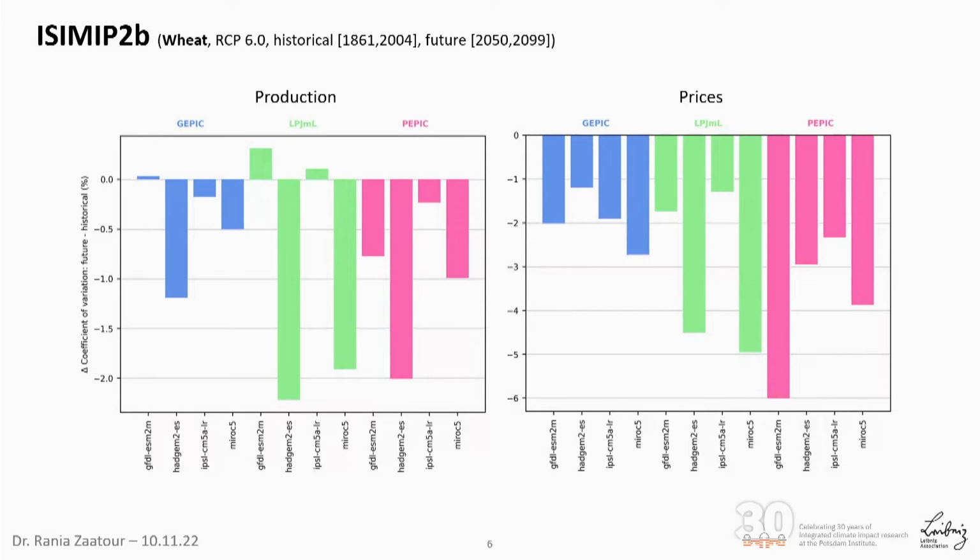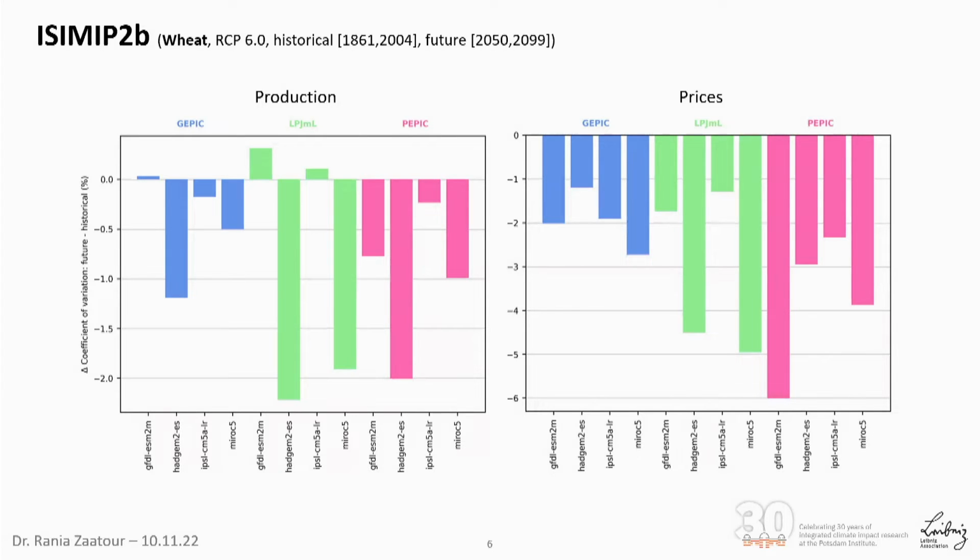And the results are color-coded by crop model. So each color corresponds to a crop model, and within each crop model, we have different climate models. So here we can see a global negative tendency, meaning that the production and the prices will vary less in the future than they do in the historical periods.